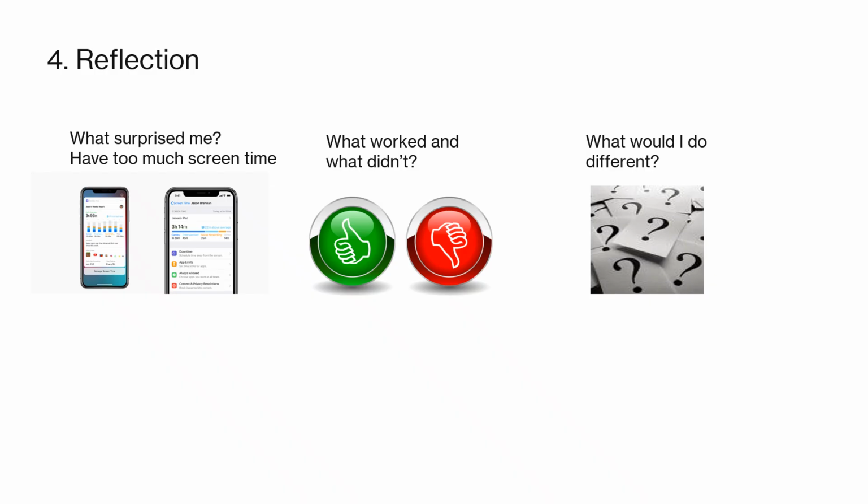And for the reflection, what surprised me was that some days I studied a lot even though my screen time was still high. And I didn't realize how often I spent 5 hours on my phone, not on things that helped me grow. What worked is that at least I tried to reduce my screen time. And in week 3, I was able to reduce 50% of my screen time compared to the first week.